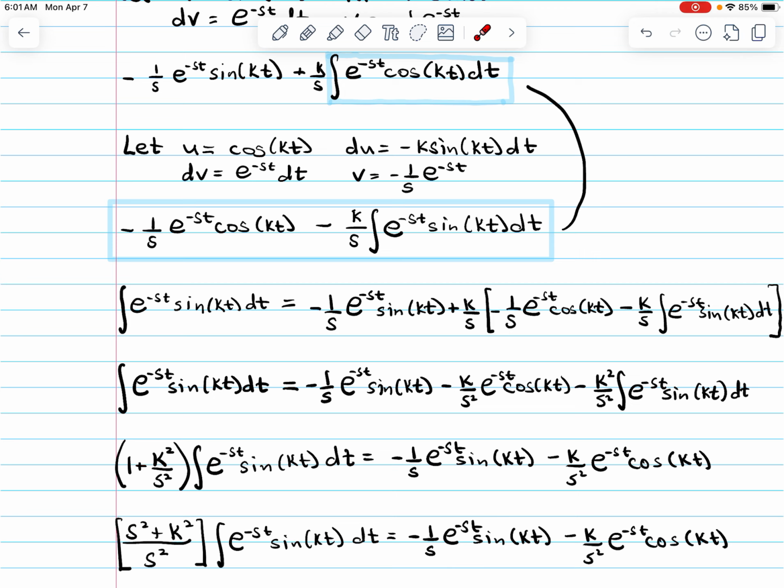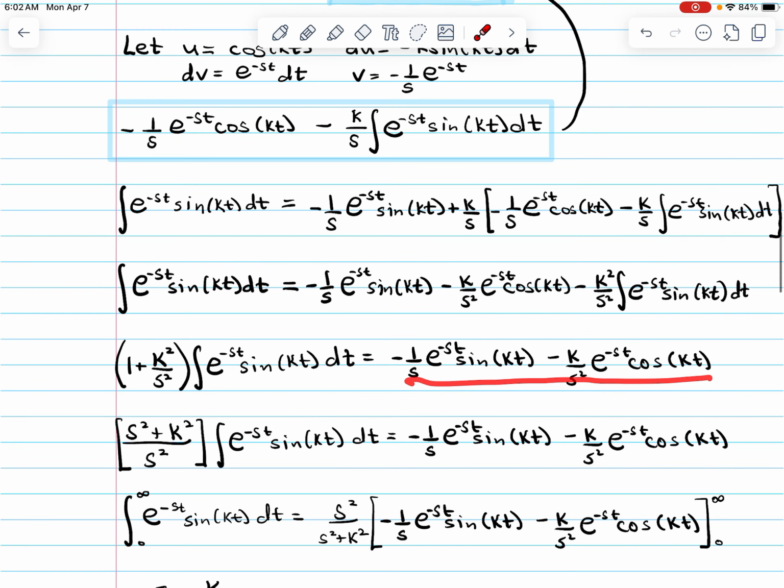And you'll notice that I've got e to the negative st sine kt, and here I've got e to the negative st sine kt. So I think what I want to do is add this term over here to the other side. And now, here's what I have on the left-hand side. I have the k squared over s squared, one of these, and the one of them, see? So, in other words, I've just rewritten it this way. And then I've still got what's on the other side.